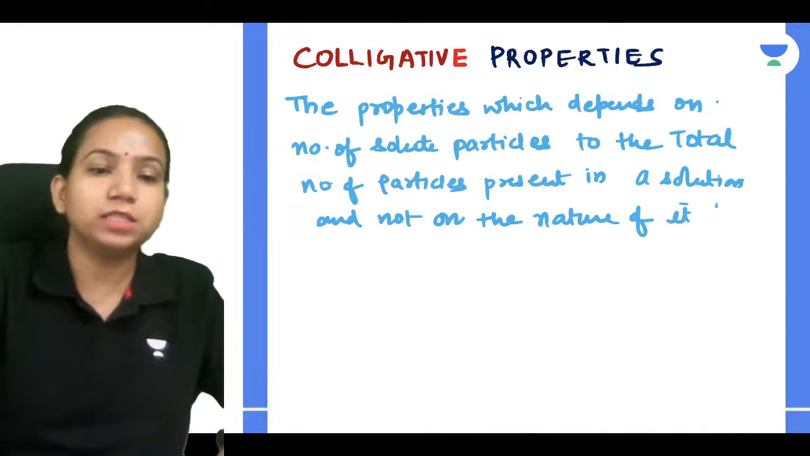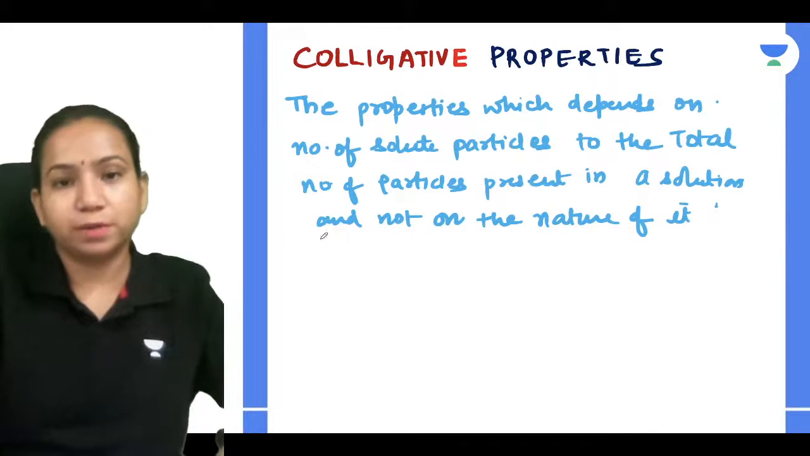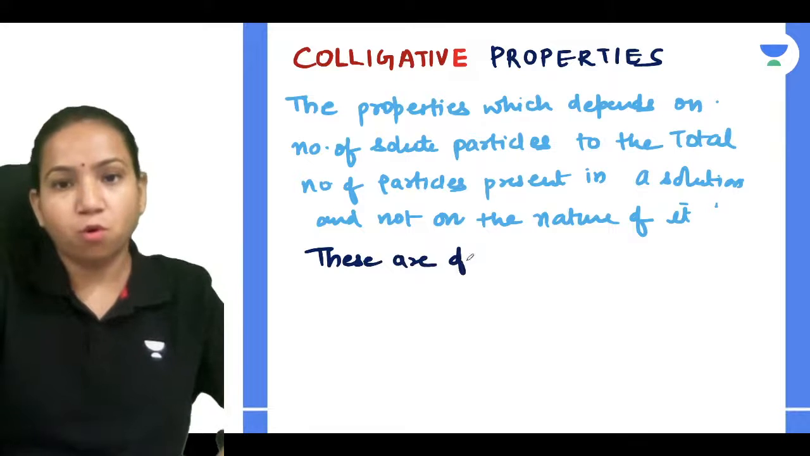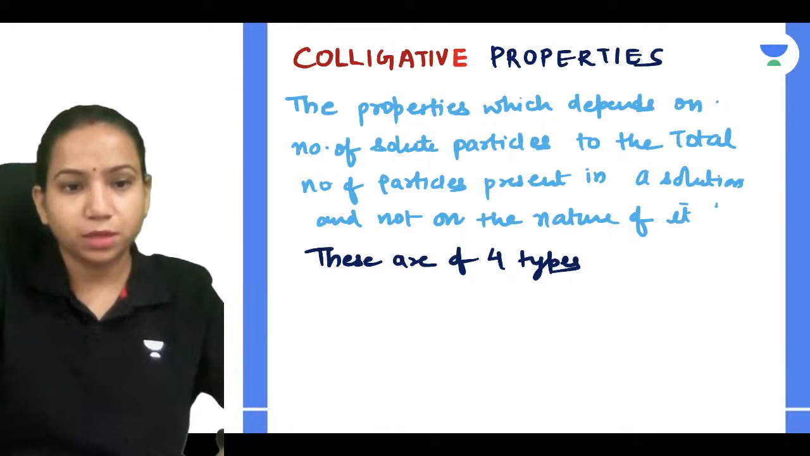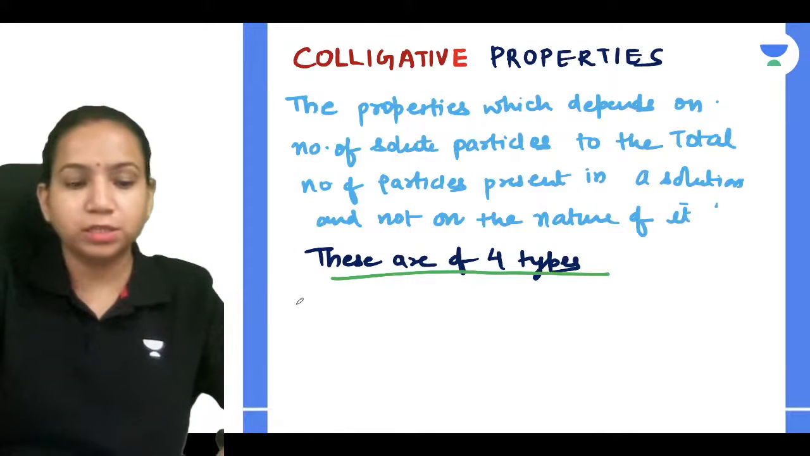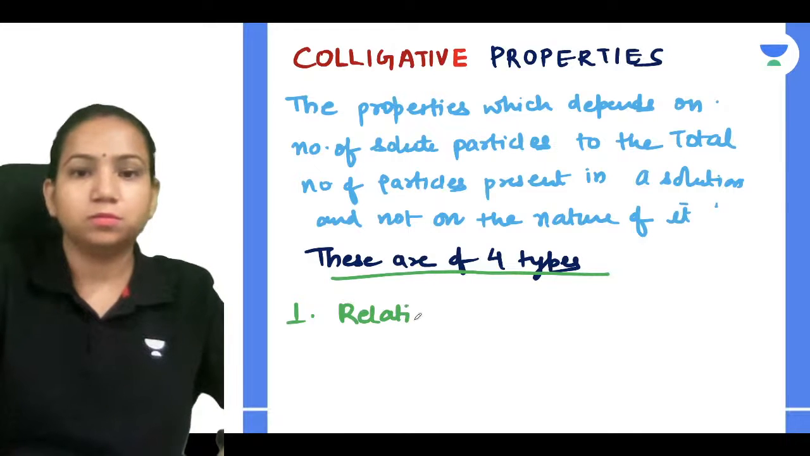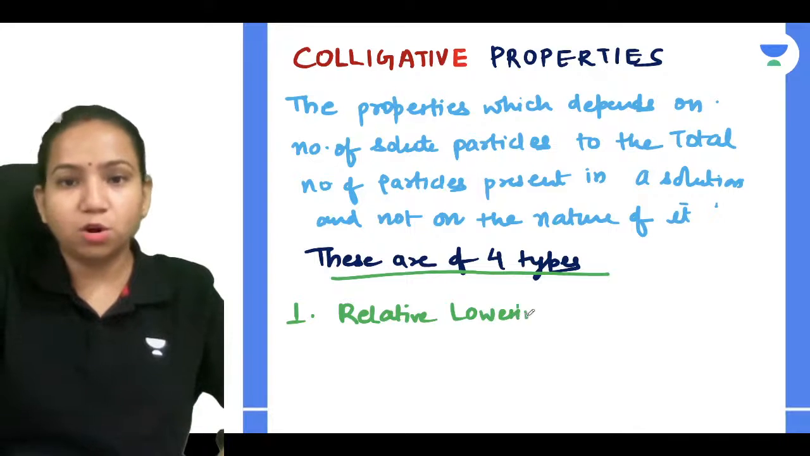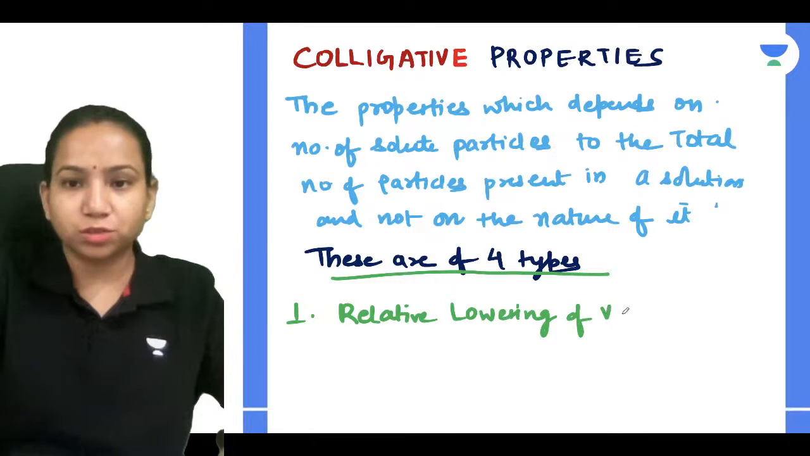Now what do you have to know next? Colligative properties are of 4 types. Now what are they? Tell me guys, what are they? The first one is relative lowering of vapor pressure.